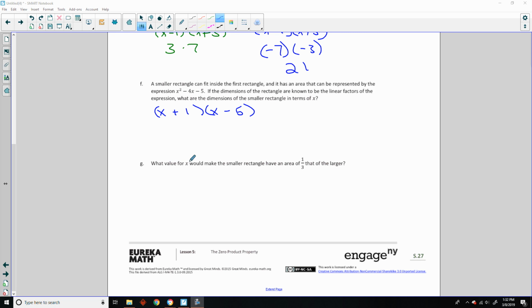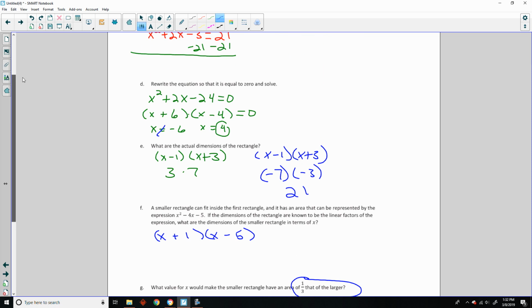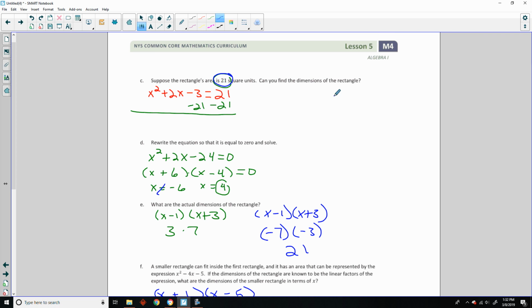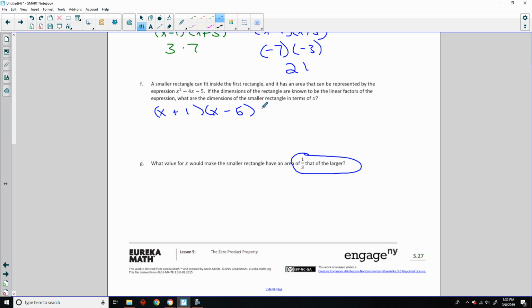Okay, G says, what value for x would make the smaller rectangle have an area of 1/3 that of the larger? Well, the area of the larger rectangle was 21. 1/3 times 21, that's the same as 21 divided by 3 equals 7. So we're looking for an area of 7. So I'm going to set the original equal to 7. So I write x squared minus 4x minus 5 equals 7.